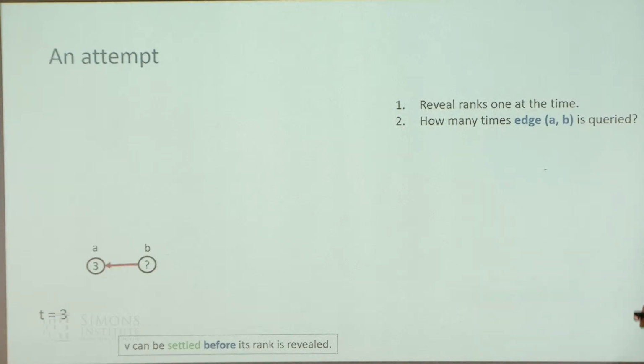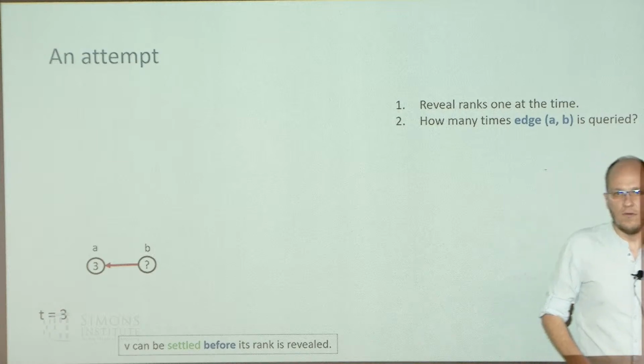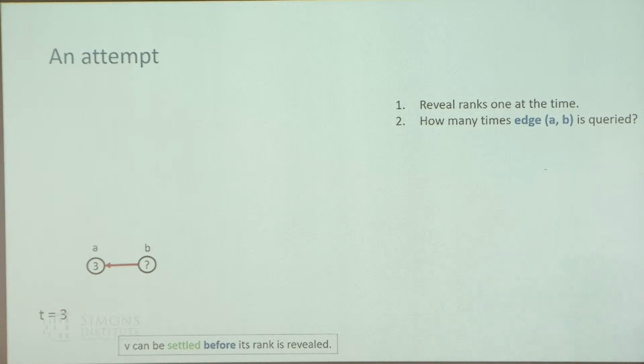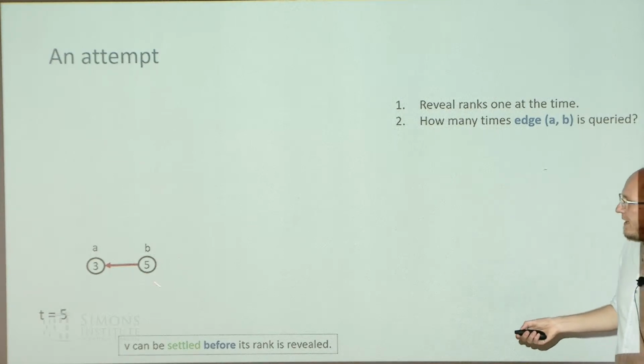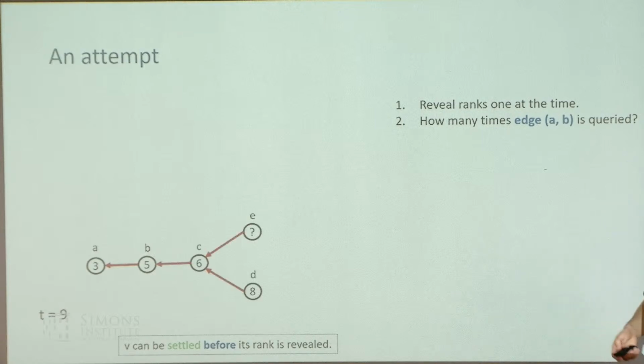So let's execute this process for a bit. Maybe at time t equals 3, we learn that the rank of A is equal to 3. Assume that B is not settled yet, so you can immediately tell that B will query A at some point. And maybe this process goes on, at time t equals 5 you learn the rank of B is 5, and then you might have something more, that there is also a neighbor of B, its rank is 6.